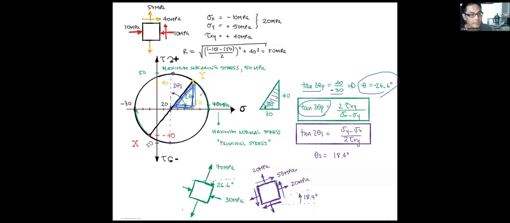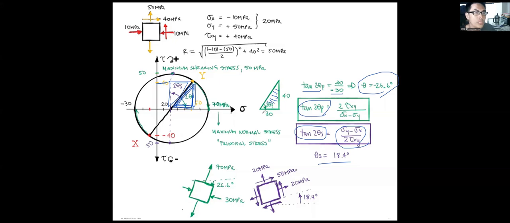Is that clear? So with the same approach, we can figure out what 2 theta is. The tangent of 2 theta, from this triangle here, we can figure out from this trigonometric relation. So we can figure out what tangent 2 theta is, and in this case, theta s equals 18.4 degrees.